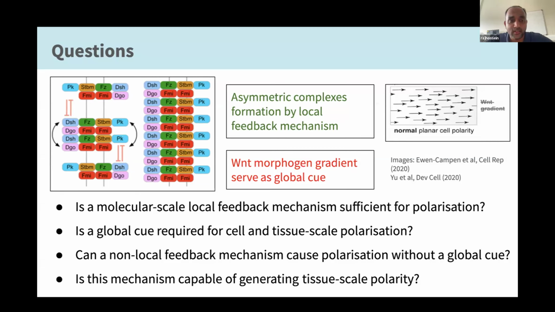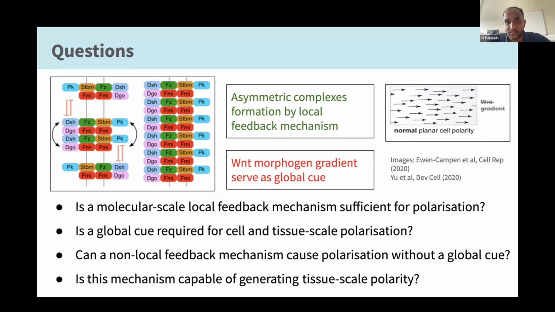So when people realized that, they introduced the global feedback, the global cue, which is some external field. How does this global cue work? It creates some imbalance of molecules on the distal side of the cell. And then this imbalance, this initial bias in the system, is amplified by the local feedback mechanism, which I just explained in this slide. With this amplification of the initial bias, one can get polarity at the tissue level.